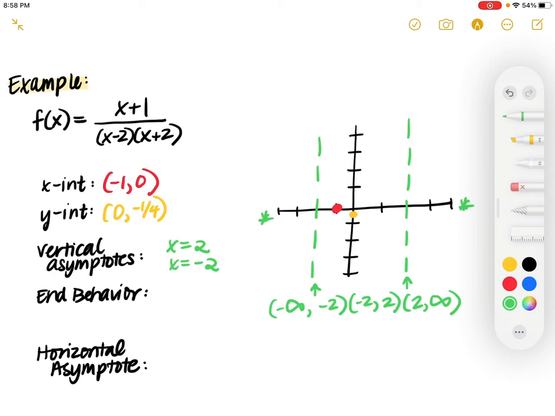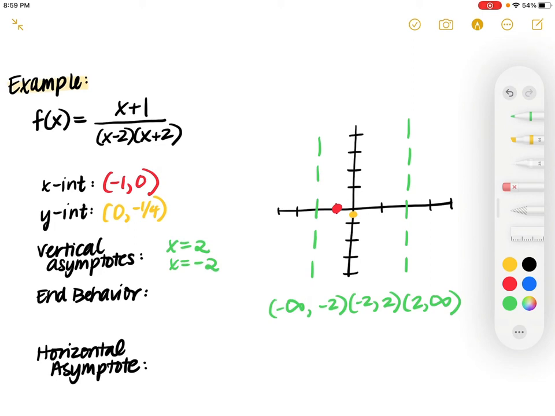What this is telling us is that we're going to have points everywhere on the graph except for negative 2 and 2. So it's going to look like we have multiple graphs, but we really are just filling the entire graph except for those vertical asymptotes.